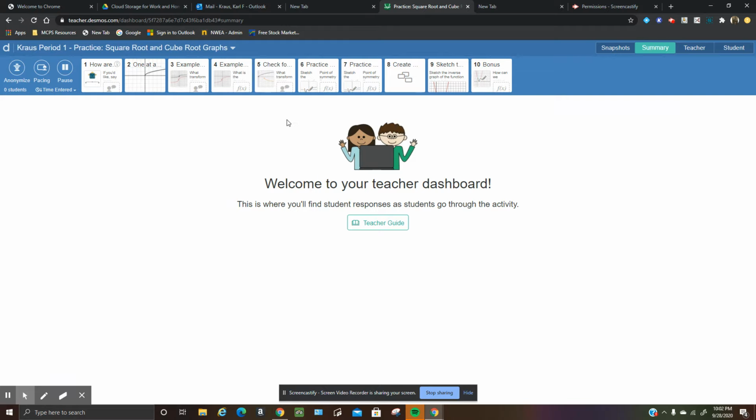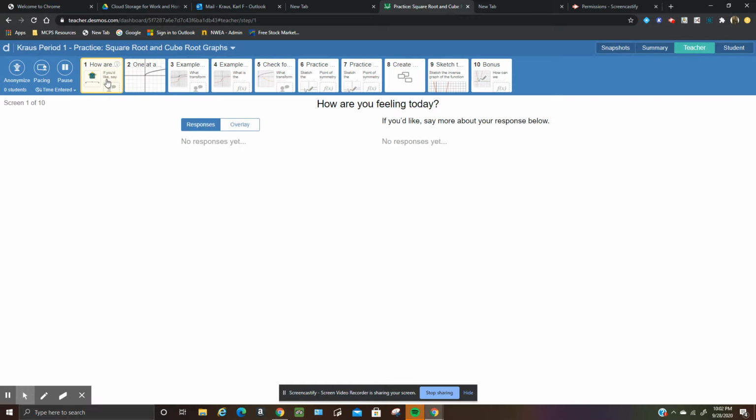The other lesson this week is going to be on finding the average rate of change on Desmos also. We've been doing a lot of Desmos lately, but we'll do some other activities. But this week we're going to do two more Desmos activities. So this first slide is just how you're feeling today, and it's a slider. So if you want to say more, then you can.